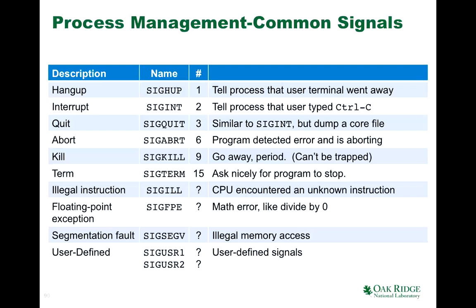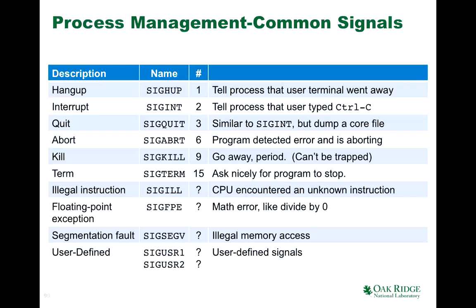SIGABRT is normally when the program detects some kind of error and bails out. It stops itself from running, and that's reported through signal number 6. Then the last two are similar to each other, kill and terminate, SIGKILL and SIGTERM. Going out of order from this table, SIGTERM is essentially asking the process, will you please stop running? SIGKILL, signal 9, is cutting the process off at its knees.